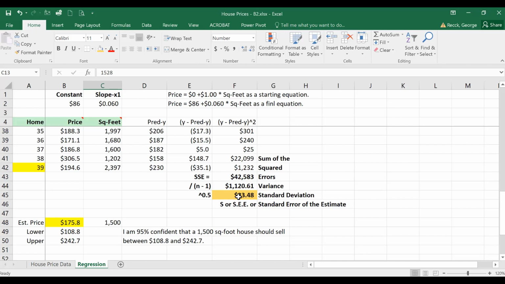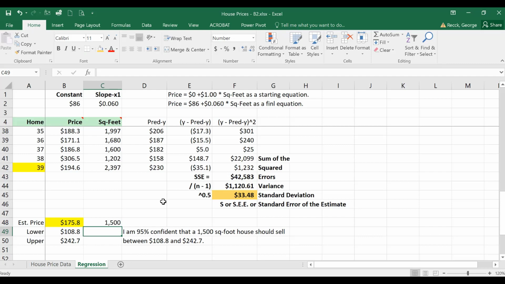Again, just to reinforce, standard error of the estimate is the standard deviation associated with predicted values of y, such as our estimated price for a 1,500 square foot house. And we now have a handy tool that we can change that number at will. Maybe we want to look at a 2,500 square foot house. It works very nicely now that we've got everything all set up.